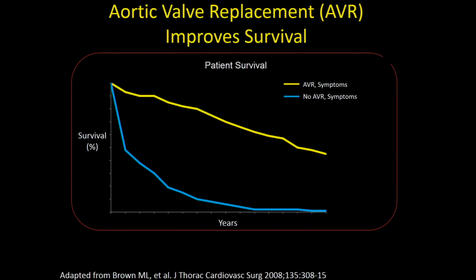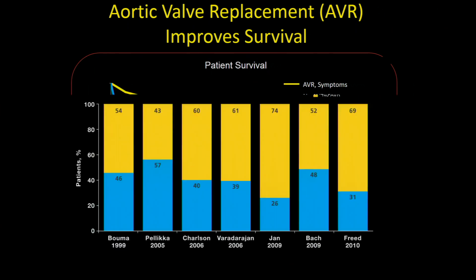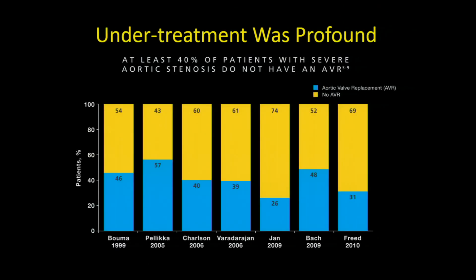And that blue curve really plummets very early on, indicating those patients are dying at a much greater rate than the patients who are undergoing valve replacement. The problem was, and happily this was more of a historical problem than what we see now, but the problem that led to transcatheter aortic valve replacement was that there are a lot of people who had severe AS and had symptoms that were not getting an operation.